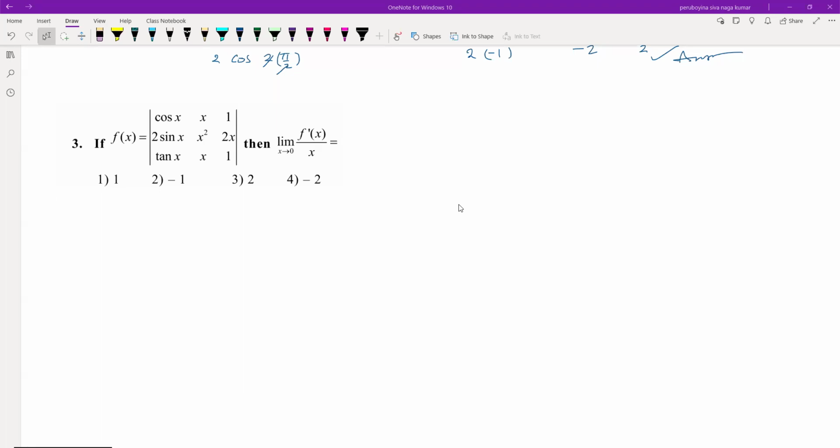First, we need to solve this f of x. Actually, it was given in the form of a determinant. So let us finalize that. f of x is equal to the determinant with rows: cos x, x and 1; 2 sin x, x square, 2x; tan x, x and 1.